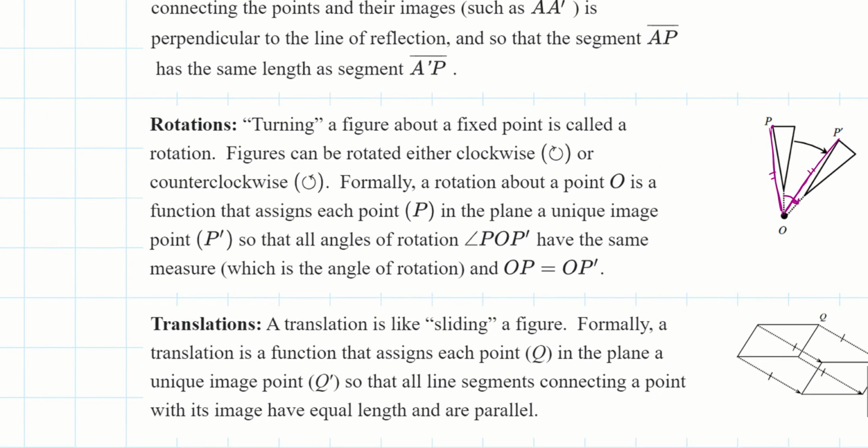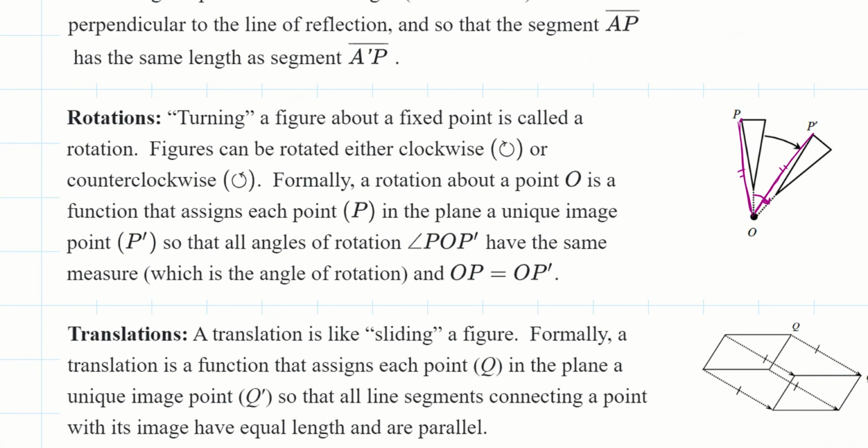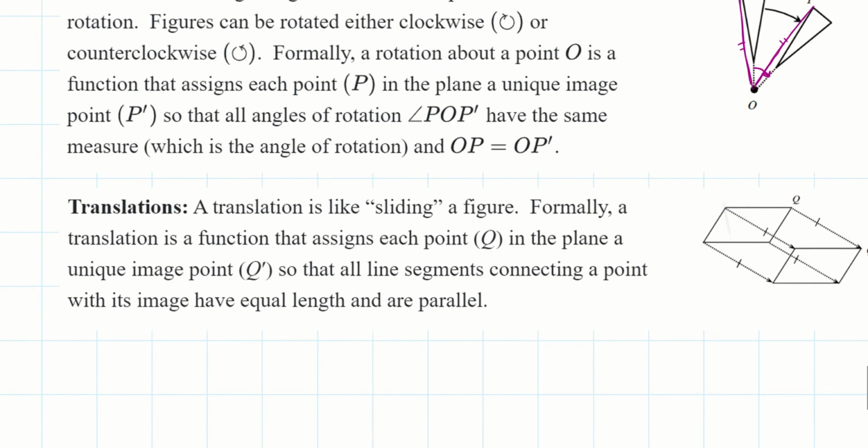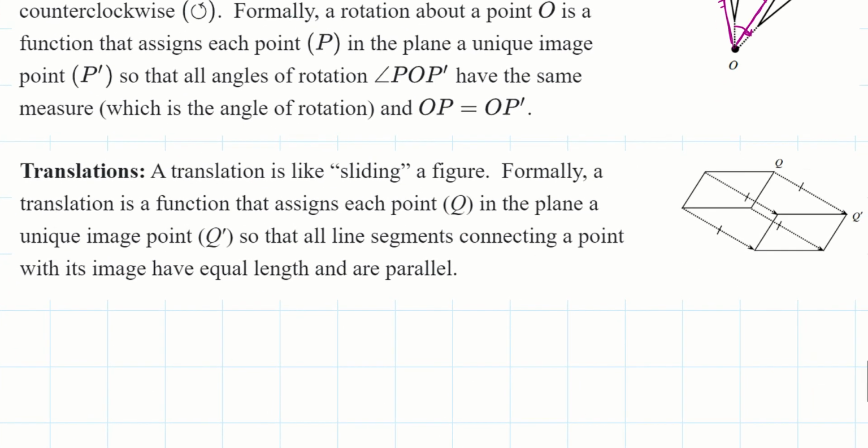I think the thing that I'm focusing on most is the fact that where it says formally a rotation about point O is a function. It's a function that assigns each point P in the plane to a unique image point P prime. Beautiful. And then finally a translation. A translation is like sliding a figure.